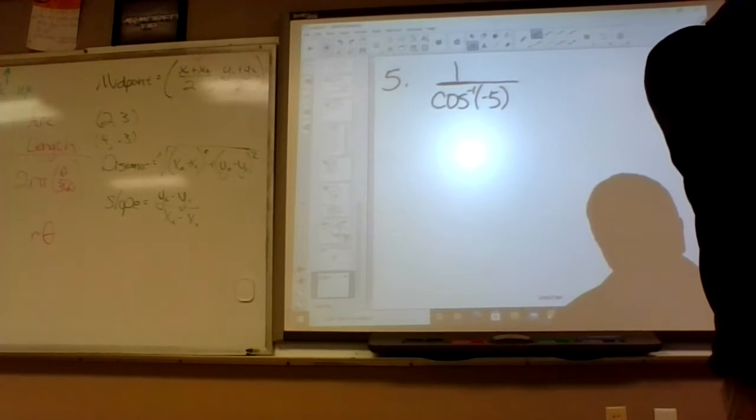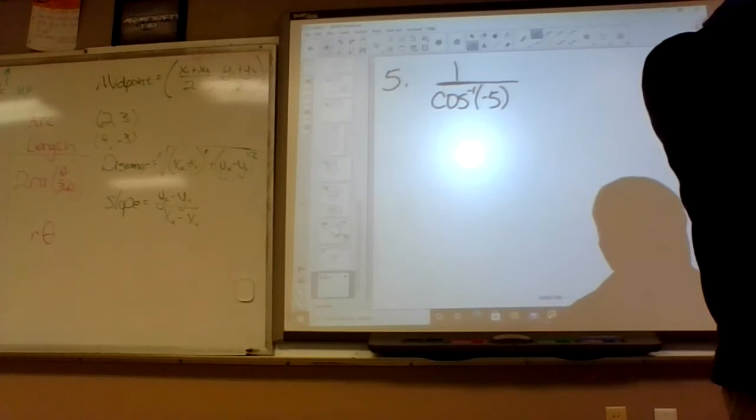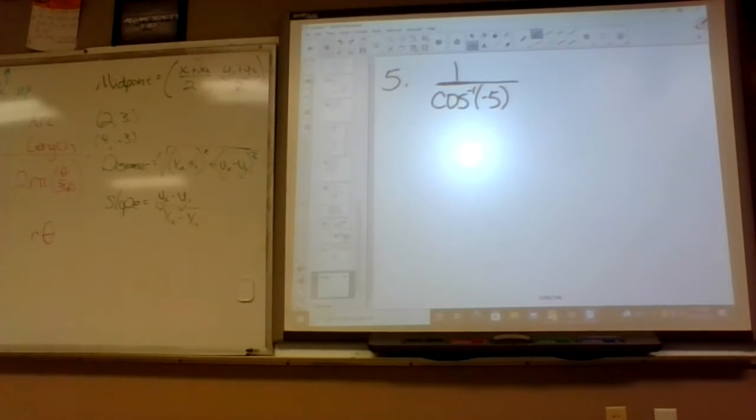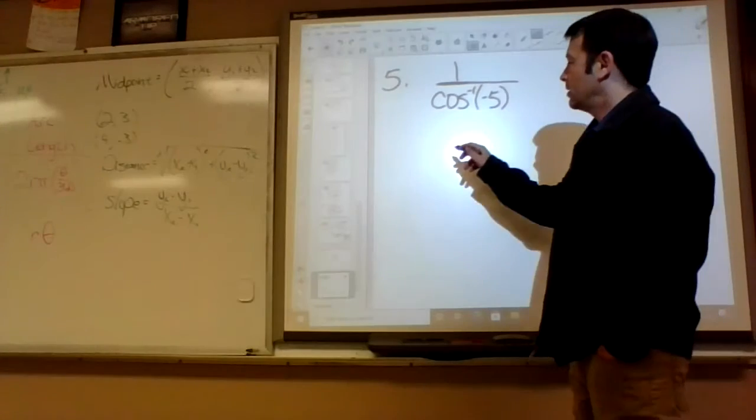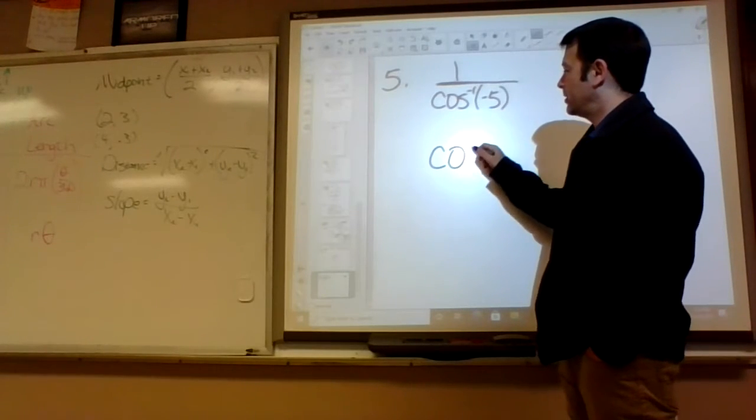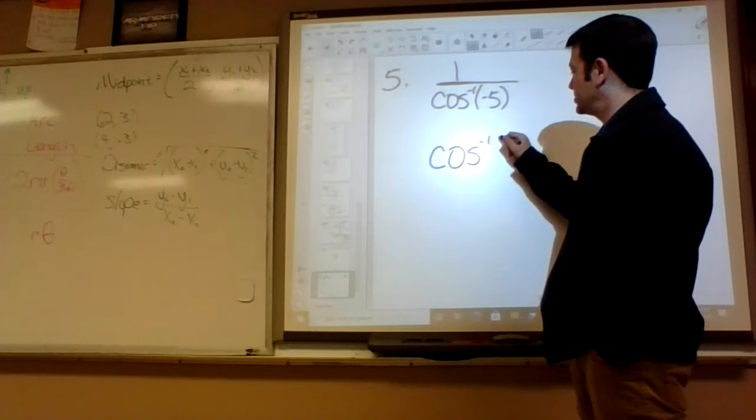Is there a reciprocal button? Probably not. Mine is really bad. All right, is it shift S to D? Okay, is it negative 5? All right, I can't think of another way to do it, so let's just do this.